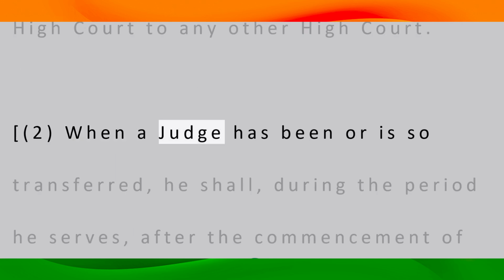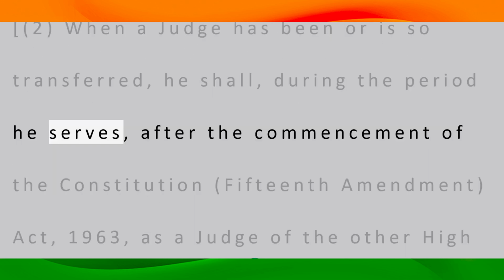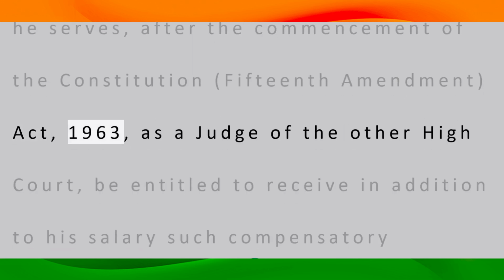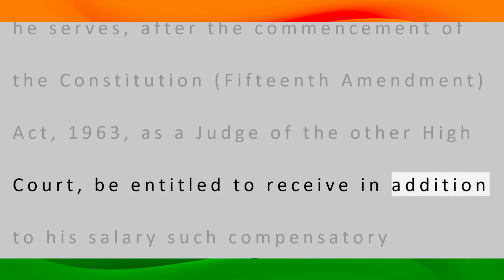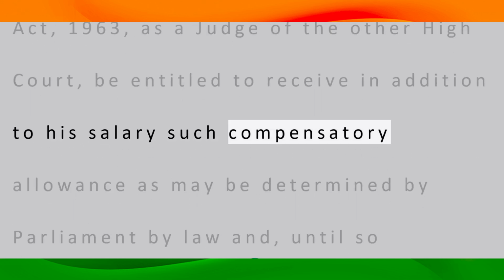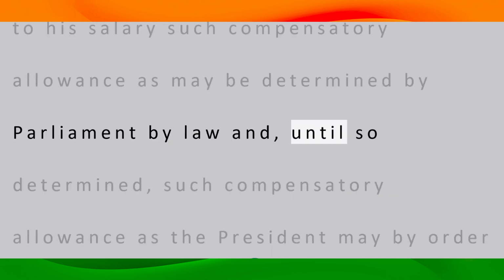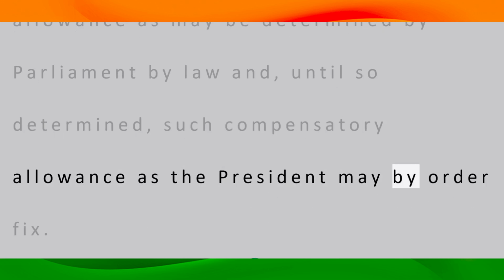2. When a judge has been or is so transferred, he shall, during the period he serves, after the commencement of the Constitution, 15th Amendment, Act, 1963, as a judge of the other high court, be entitled to receive in addition to his salary such compensatory allowance as may be determined by Parliament by law and, until so determined, such compensatory allowance as the President may by order fix.